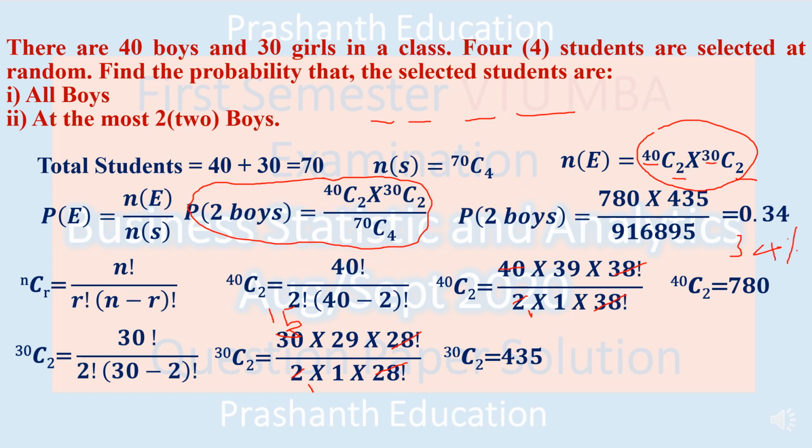The only thing you need to know is how many boys we need to select and how many girls we need to select. Out of 40 boys, 2 need to be selected, out of 30 girls, 2 need to be selected, and in total we need to select 4 out of 70, that is 70C4. Then we can do the problem. Okay, let's go to the next problem.